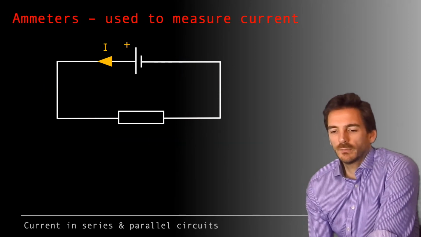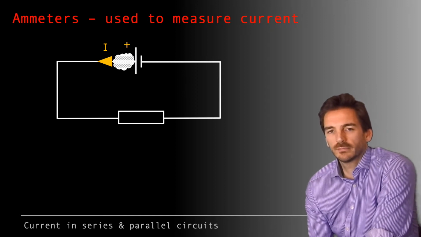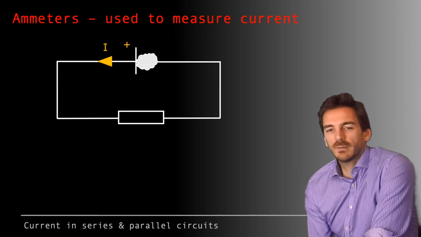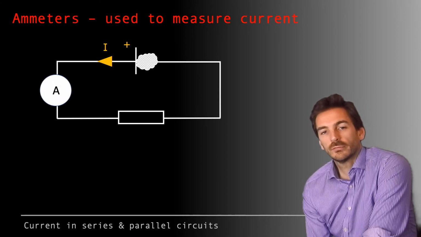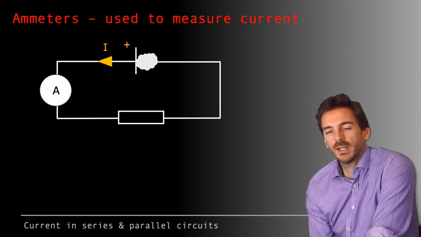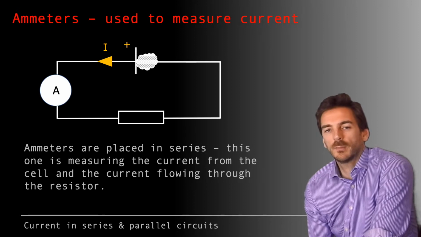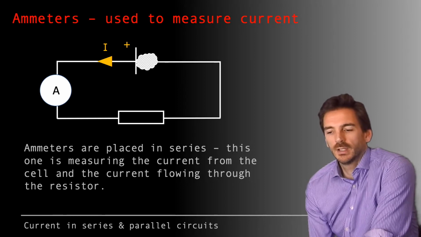Ammeters, though. So here we've got our coulomb, and our coulomb is doing this for our conventional current. And we stick ammeters in series with the devices that we want to investigate. So an ammeter here would not only tell us how much current was being supplied by the power supply, it would also tell us how much current was flowing through the resistor. So in this case, we can place it in series.